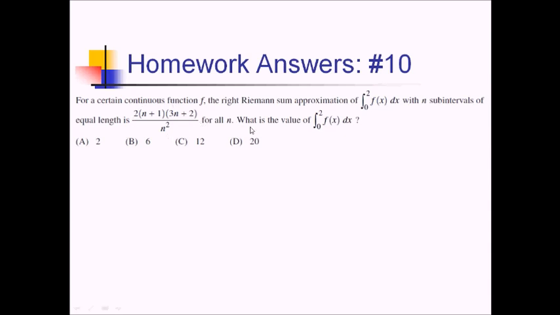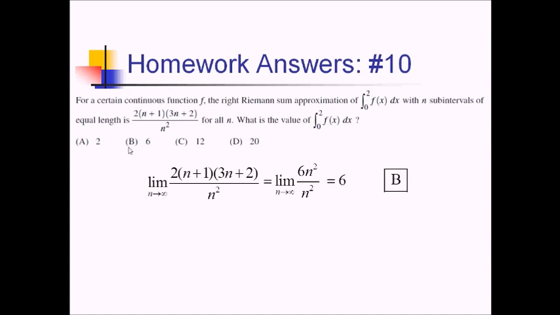If they're asking for the value of the actual integral, they're basically asking for a Riemann sum that has an infinite number of subintervals. So what is this approaching as n approaches infinity? Well, choosing our champion here, if we were to multiply all this stuff in the numerator out, our highest term would be a 2n times 3n, or 6n to the second power, 6n squared. So this is essentially 6n squared over n squared, if we disregard the lesser terms in the numerator. And reducing that gives us 6, choice B.